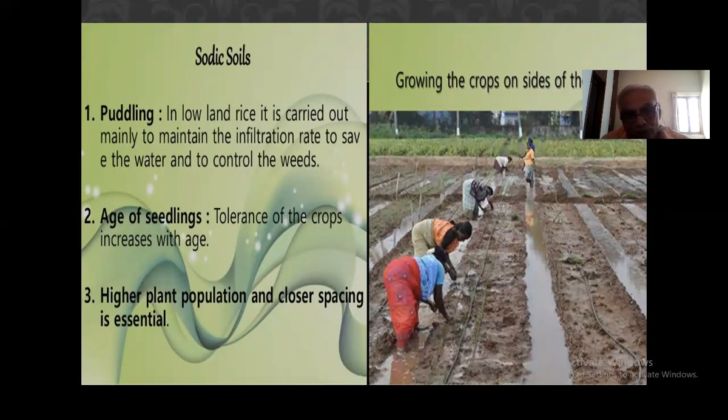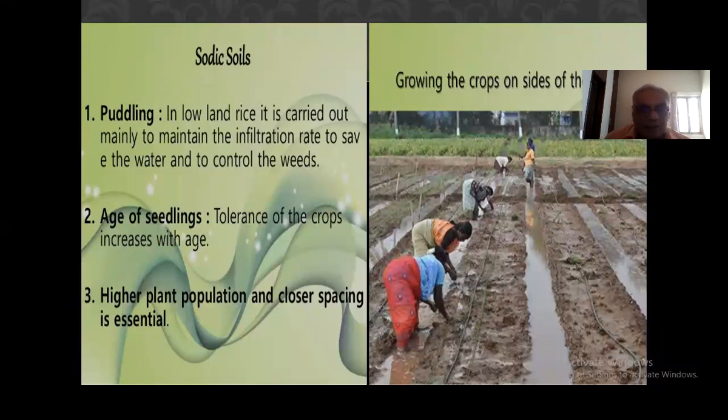Then higher plant population and closer spacing are essential. Why are they essential? Because when there is more salt present in the sodic soil, there will be mortality of the plants. And closer spacing means you have to grow more plants of rice or other crops. So when plants have mortality, there will be no gap, and you are getting higher crop production. But suppose you grow at distances like normal soil, then there will be mortality due to sodic soil, there will be gaps, and you are getting low crop production.